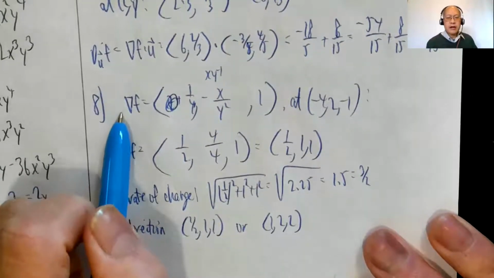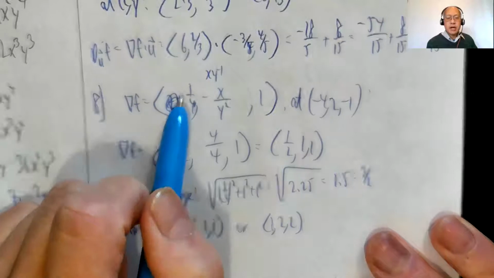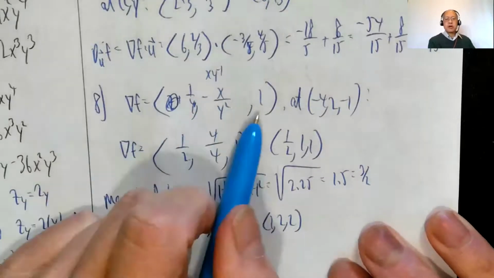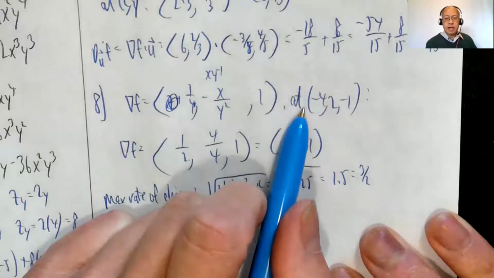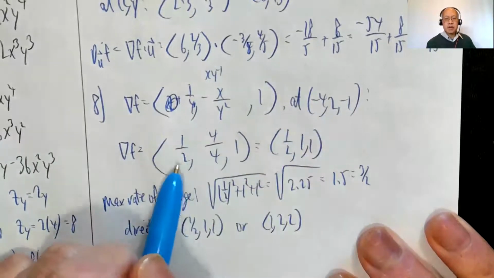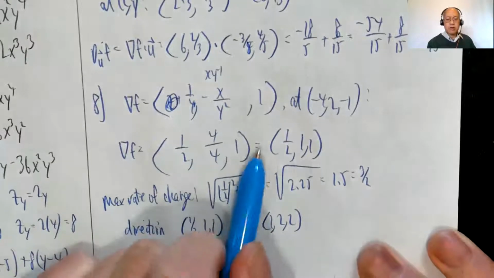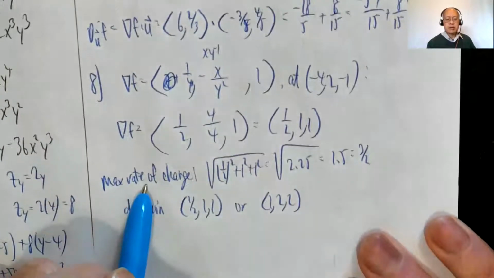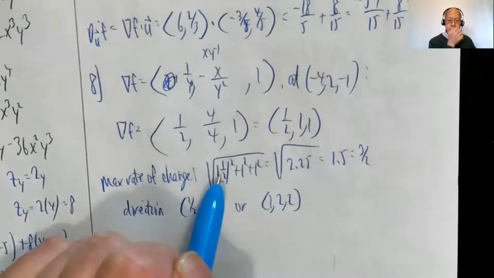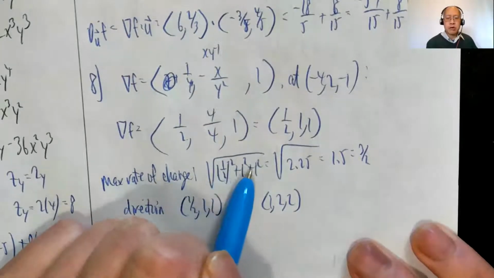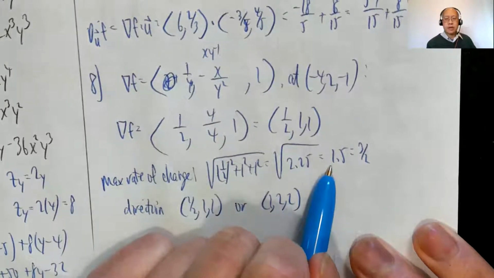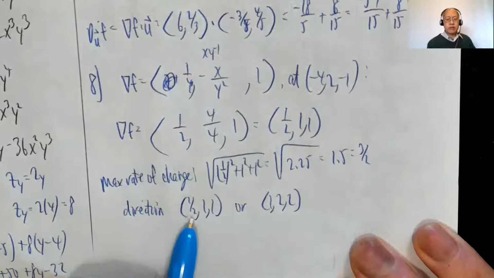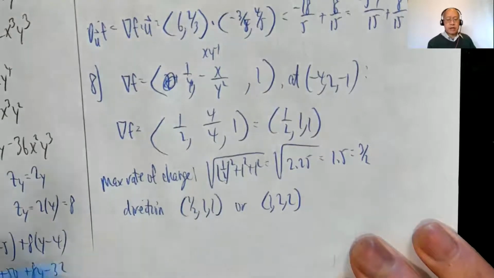Number 8, del f is (1 over y, negative x over y squared, 1). And at the point (negative 4, 2, negative 1), plug in: 1/2, 4 over 4, 1, or (1/2, 1, 1). So the maximum rate of change is the magnitude of this gradient vector, which is radical (1/2 squared plus 1 squared plus 1 squared), which is the square root of 2.25, which is 1.5. The direction is (1/2, 1, 1). You could leave it like that, but if you want to make nice numbers, multiply by 2: (1, 2, 2).